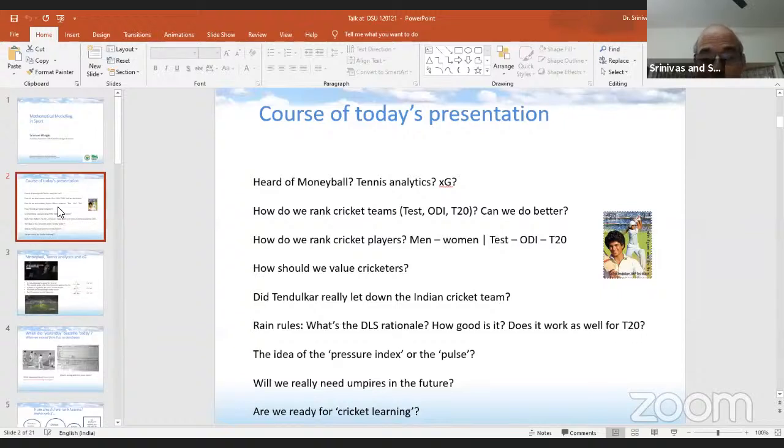And finally, are we ready for cricket learning? We talk of machine learning, we talk of artificial intelligence, everyone's into that these days. So taking off from machine learning, I've coined this term, cricket learning. It's just a mention, it's not a big deal.